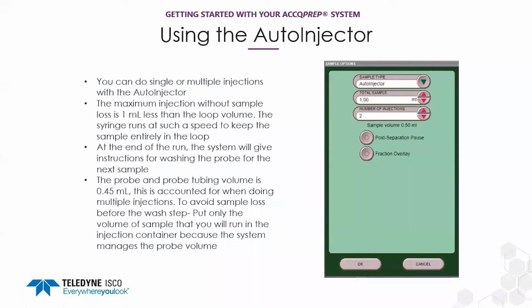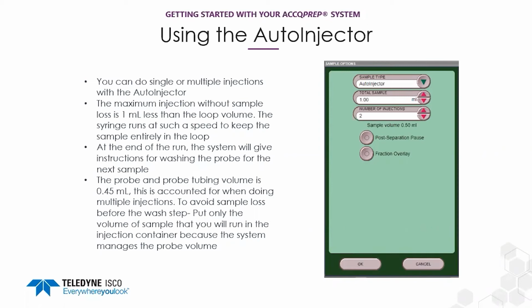At the end of the run, the system will provide instructions for washing the probe for the next sample. The probe and tubing volume is 0.45 mLs, and the system accounts for this when doing multiple injections. To avoid any sample loss before the wash step, put only the volume of sample that you will run in the injection container so the system manages the probe volume correctly. This means that if you want to inject, say, 3 mLs of sample, put 3 mLs of sample into your vial and no more.